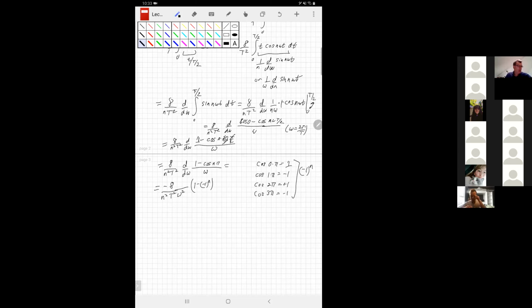Yes, Professor. When are we and aren't we allowed to plug in 2 pi over t for omega? Because if we do that with the bottom there, we just end up with the derivative of just a constant with respect to omega. Good point. Good point. I played a little fast and loose there. Now I see it.